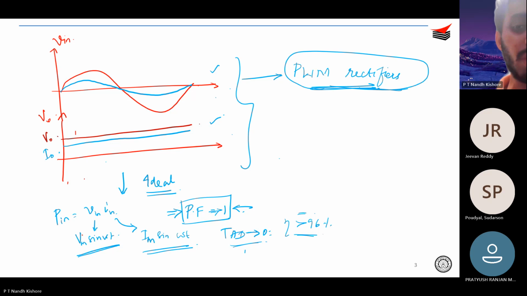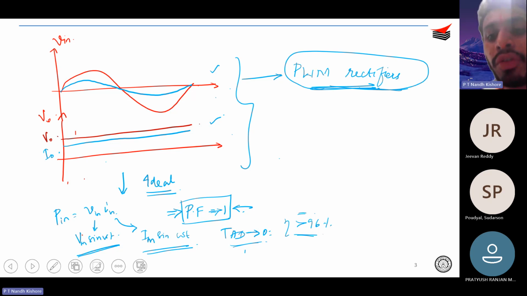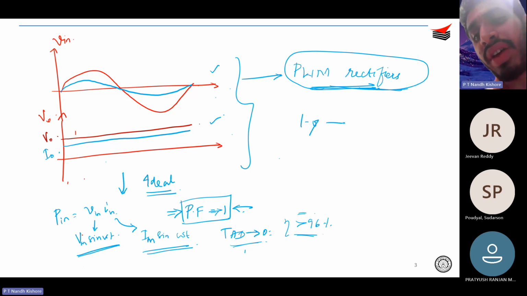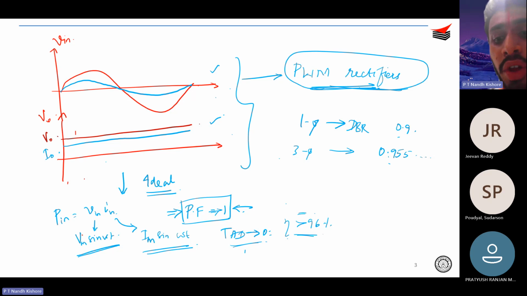But right now you know that for single phase diode bridge rectifiers, the power factor is going to be 0.9. And if it's three phase, you know that it's going to increase to 0.955 or something like that. But how do you make it almost 1, like 0.99? So the answer is with PWM rectifiers.